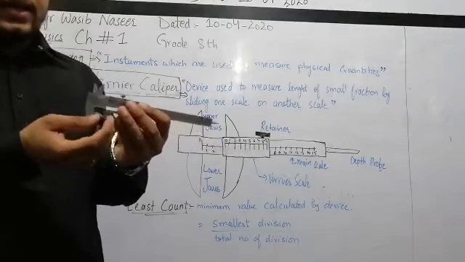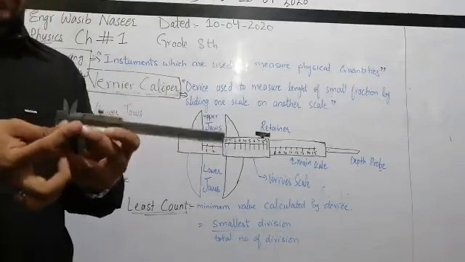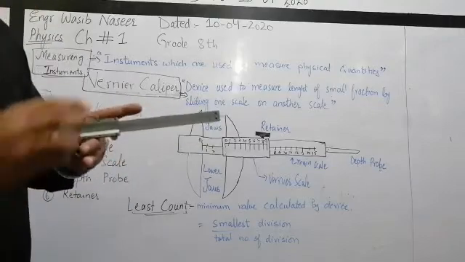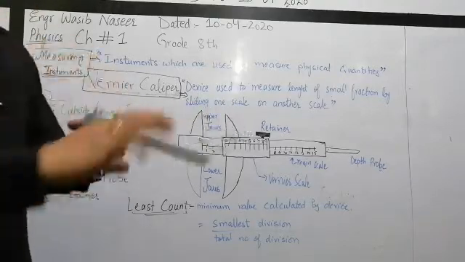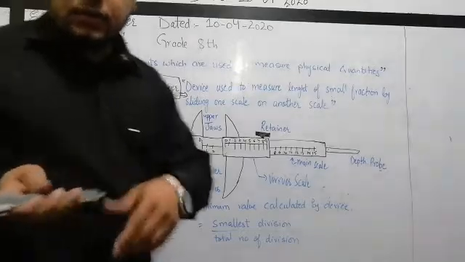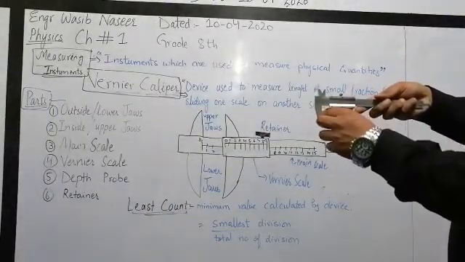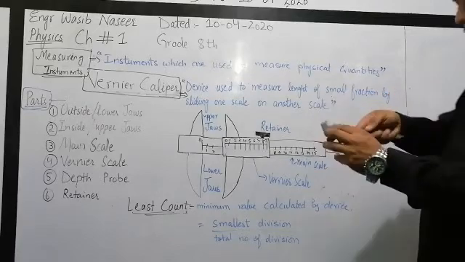I will put the object inside the lower jaws, then I will block it. You can see this is the lower jaws, and now I am blocking it. This is the way I can measure the external diameter of the cap of the marker.